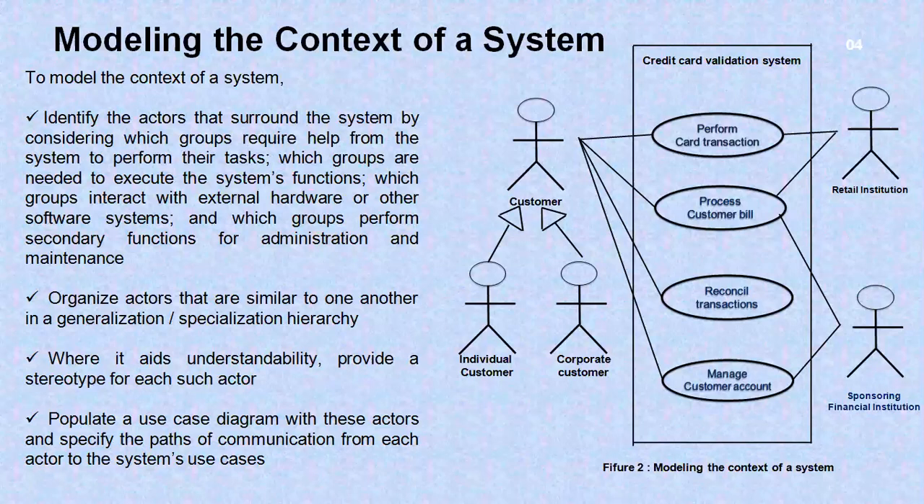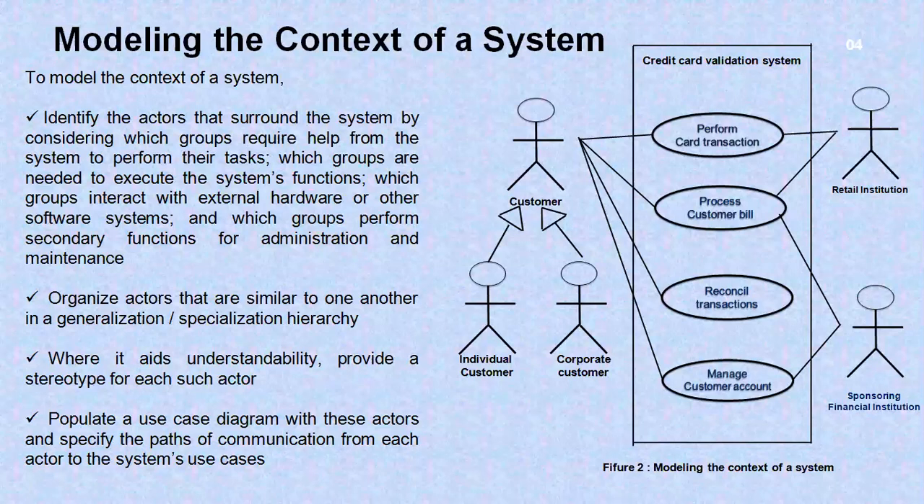So to model the context of a system, we need to identify the actors that surround the system by considering which groups require help from the system to perform their tasks, and which groups are needed to execute the system functions, which groups interact with external hardware or other software systems, and which groups perform secondary functions for administration and maintenance. And also we need to organize actors that are similar to one another in a generalization or specialization hierarchy, where it aids understandability and provides a stereotype of each use case.